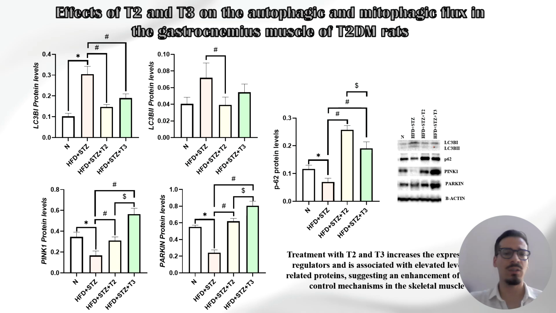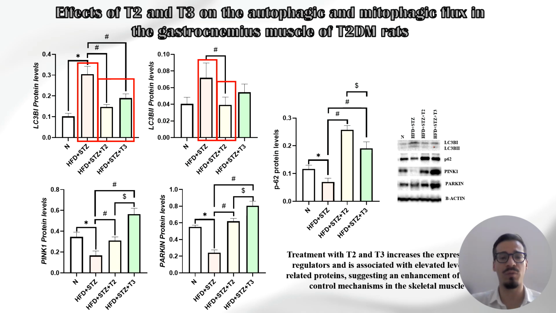Subsequently, we investigated whether T2 and T3 treatment could attenuate the autophagic flux, which is hyperactivated as a compensatory mechanism to oxidative stress. To this aim, we evaluated the protein levels of the major autophagy markers, including P62 and the two isoforms of LC3B. Diabetic rats exhibited increased protein levels of LC3B1 and LC3B2, while these levels were significantly reduced following treatment with T2 and T3.